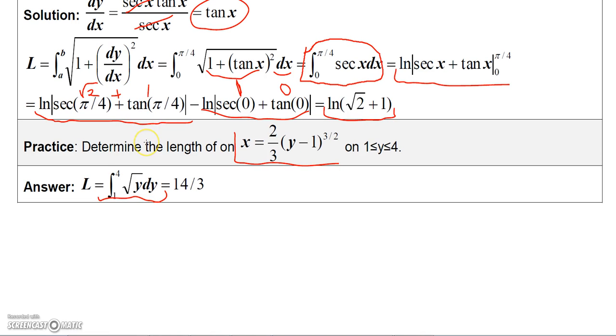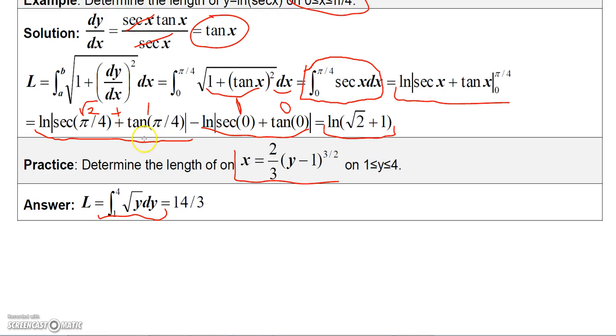Okay, so in the next video we're going to use integrals to calculate moments and centers of mass. That's what you'll see in the next video. That'll be the next application of integrals.